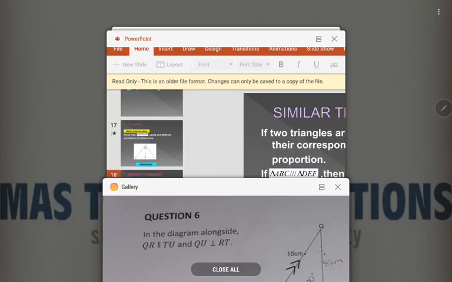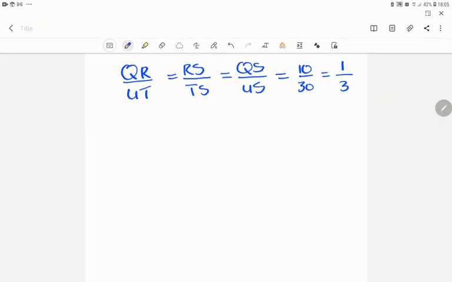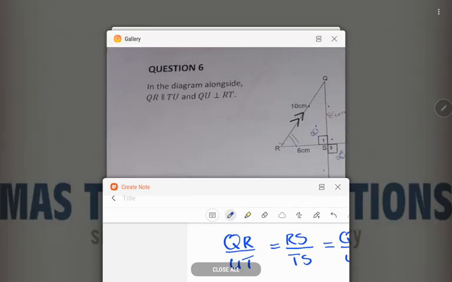What do I mean? Let's quickly see. I've written them down for you like this. So you can already see that QR all over UT must be equal to RS over TS, which is equal to QS over US, and I find that is 1 over 3, but that's not important. That's not what we are answering now. We need to answer question 6.1. Let's go back to 6.1.